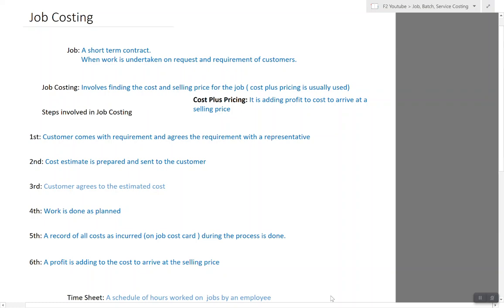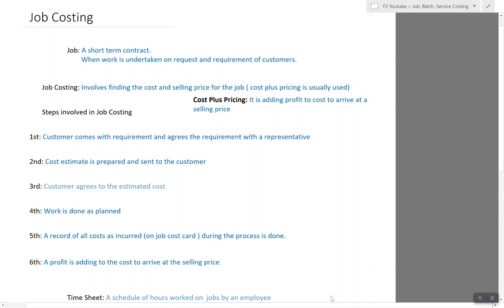In job costing, we normally use cost plus pricing. Target costing you will study in alternative costings, which is the opposite of this, or I've already made a video about it for a 5 level. You can look at that. But cost plus pricing is when we find the cost of a product and we add a profit to it to find the selling price. That is cost plus pricing. Because in job costing, every time the job is different, we cannot use target costing here. It would be very difficult to use that.